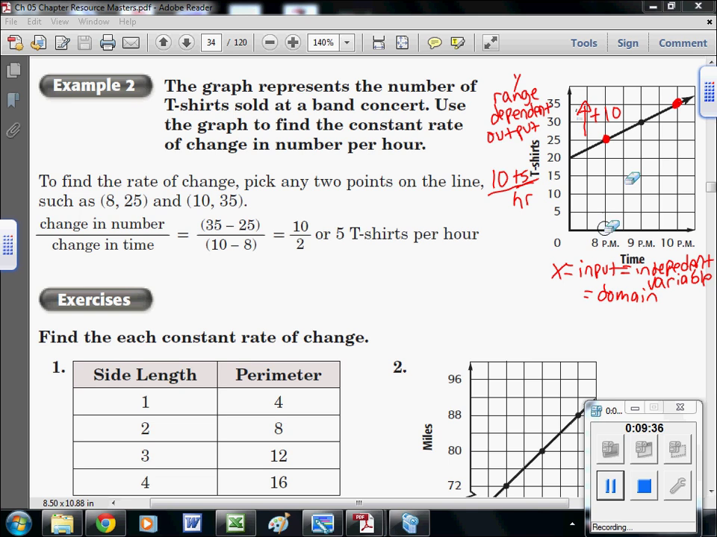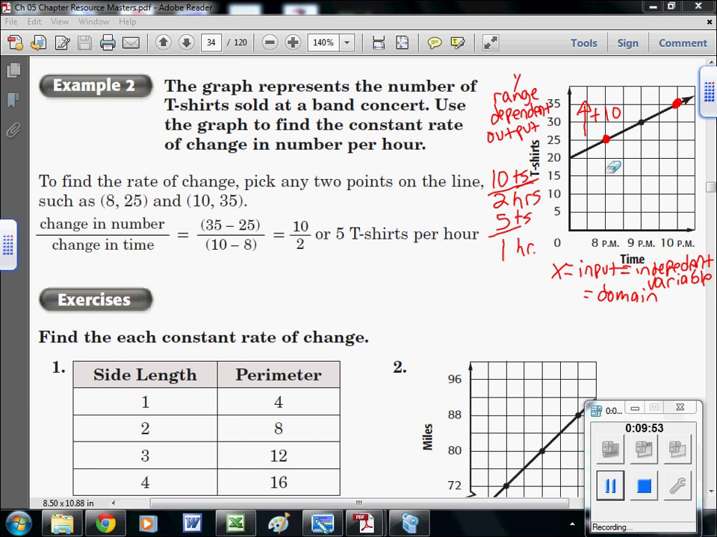how many hours. So 8 p.m. to 9 p.m. to 10 p.m. Okay, so 2 hours from 8 p.m. to 10 p.m. So that's 2 hours. So we have 10 t-shirts over 2 hours. Well, that fraction simplifies to 5 over 1, which is 5 t-shirts in 1 hour. So it still simplifies to the exact same answer.